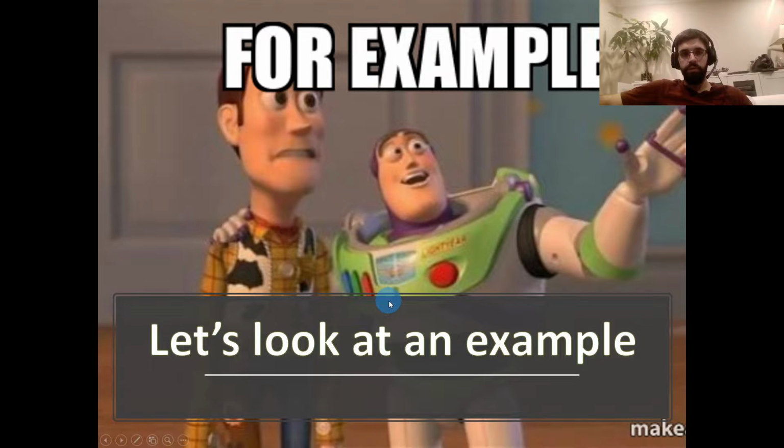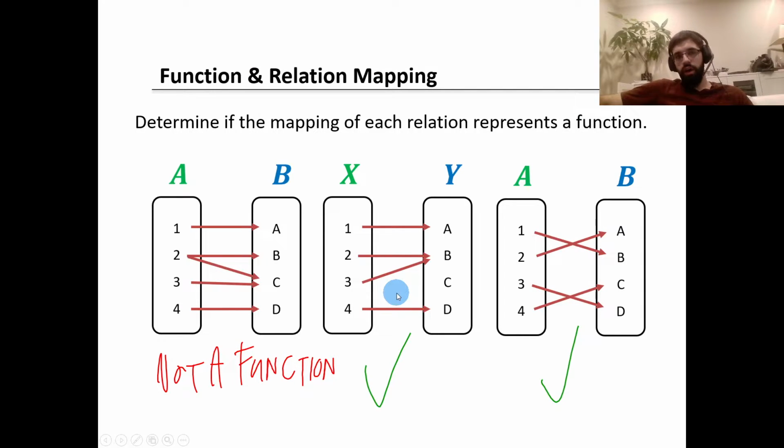Let's look at some examples. All right, here's 3 examples. The first example is an example that is not a function. The other 2 examples are functions. The first one is not a function, so I see in order for it to be a function, like I said, each element can only have one arrow coming out of it.